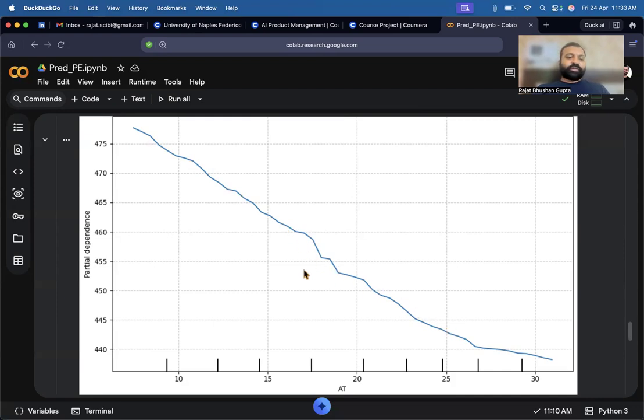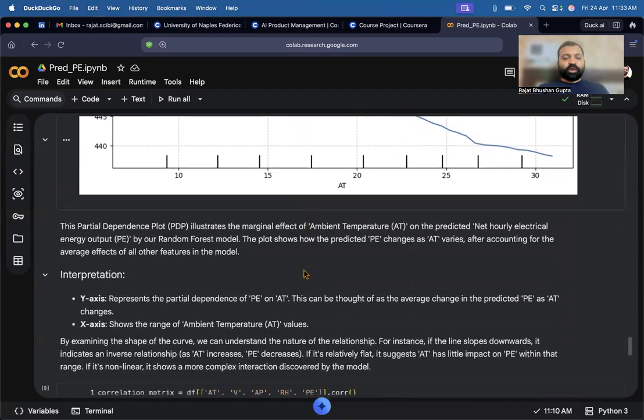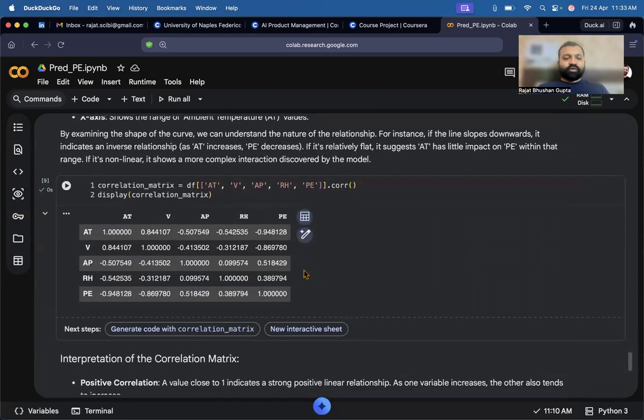So further analysis we can do using the correlation matrix. So here you can see in the correlation matrix that PE and AT are highly negatively correlated. V and PE are also highly negatively correlated. Pressure and humidity are also correlated positively, but not so much. So they have less impact on the final predicted value.